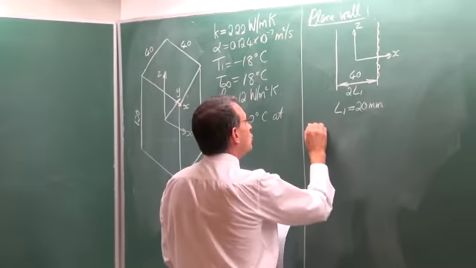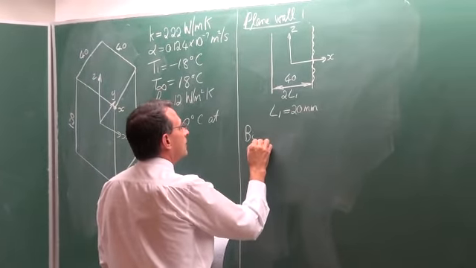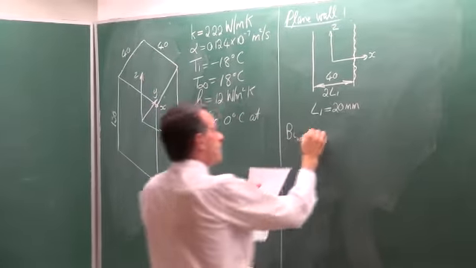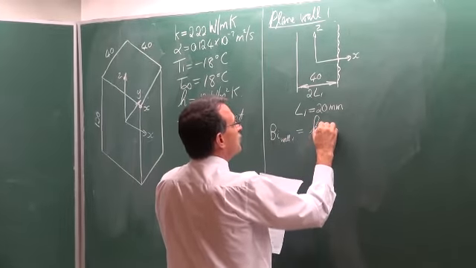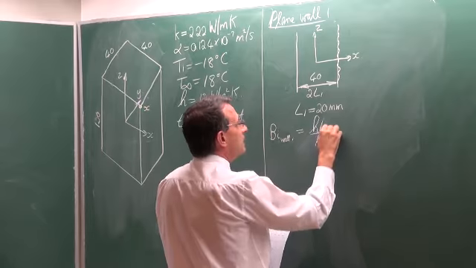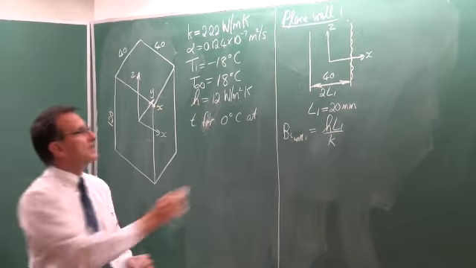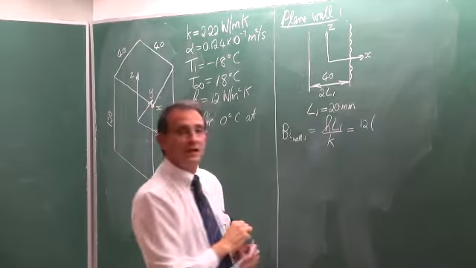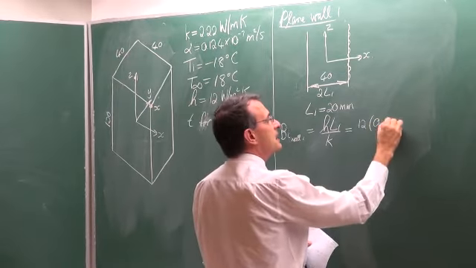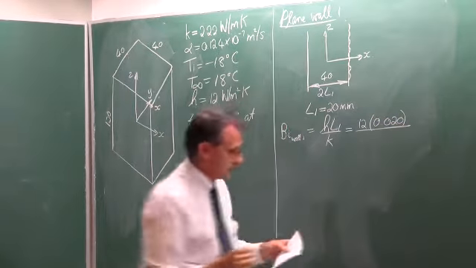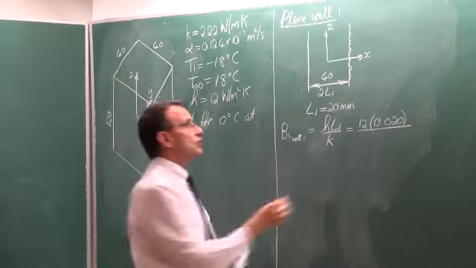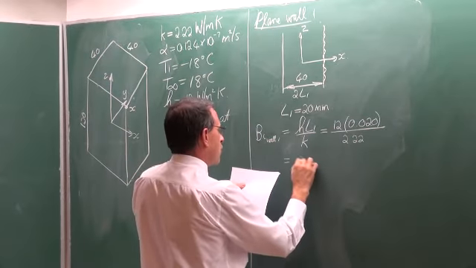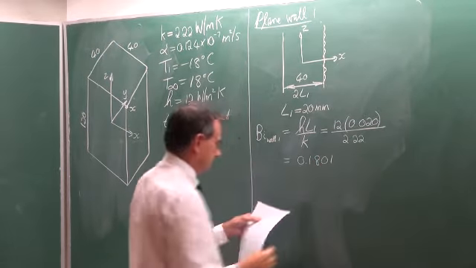Okay. So let's calculate the Biot number. And this is going to be the Biot number for wall 1, which is equal to the heat transfer coefficient, h, L divided by k. Specifically L1 to indicate it is that wall. The heat transfer coefficient is equal to 12, L is equal to 20 millimeters, divided by the thermal conductivity. The thermal conductivity is equal to 2.22, and that is equal to 0.1801.